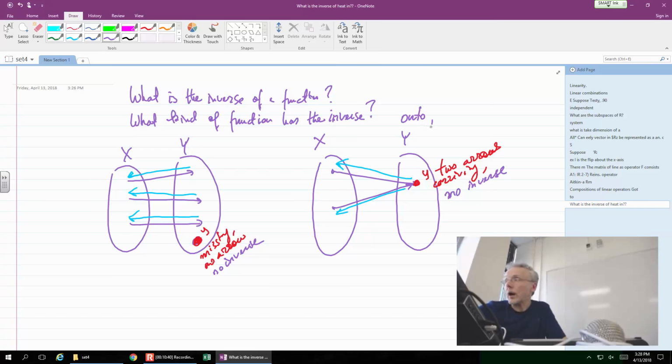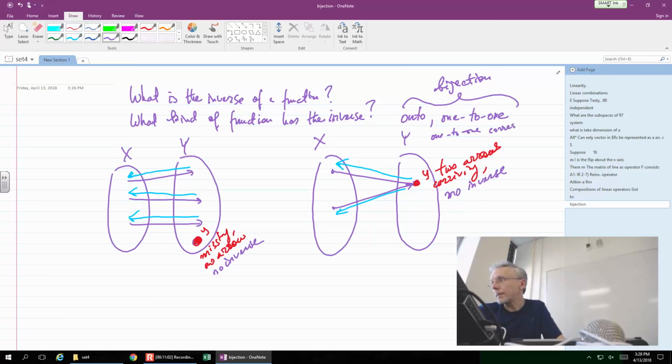So one-to-one and onto, which together is called, if you like that word, I especially like it, a bijection. Another word for it is one-to-one correspondence, which is long but descriptive. Bijection is fine. I think it is short and to the point.